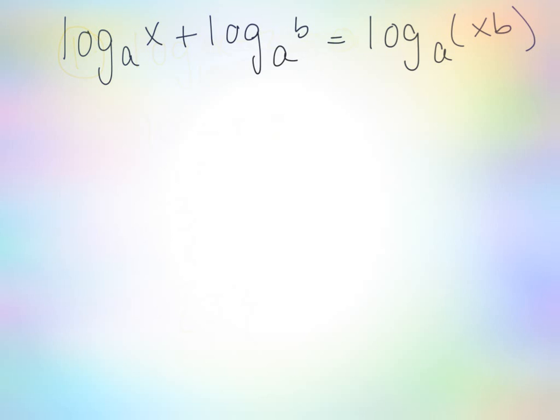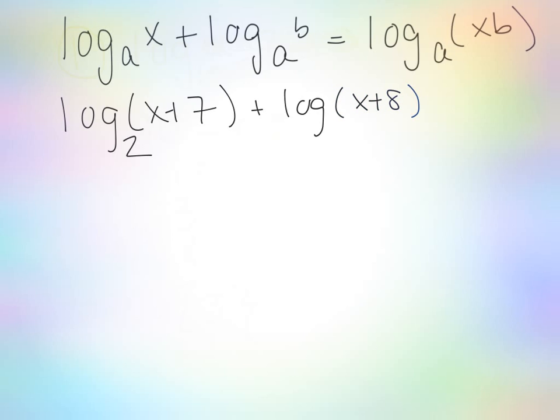Okay, so now we'll do a problem where our log rules actually come into play. So you see here that we have terms that have the same base. You can actually convert into log of x times b base a. So you actually multiply the x and the b if they have the same base. So we're going to start off with log of x plus 7 base 2 plus the logarithm of x plus 8 base 2 equals 1.